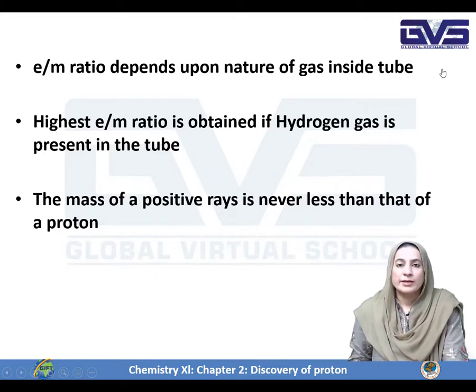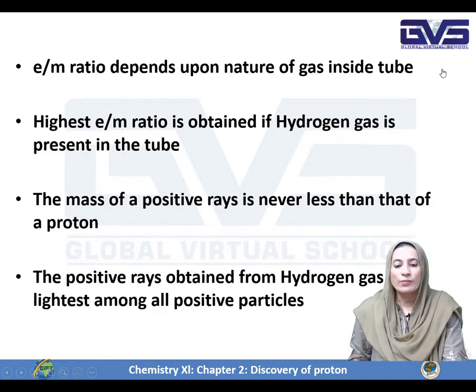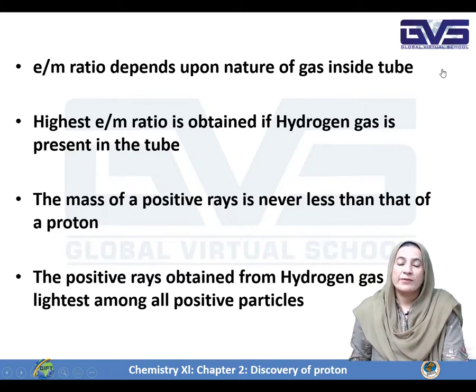All the gases used in the discharge tube have a mass never less than that of the proton. It means the proton or hydrogen atom is the lightest, with the smallest mass of any element used inside the discharge tube. So the positive rays obtained from hydrogen gas are the lightest among all the positive rays obtained using different gases inside the tube.